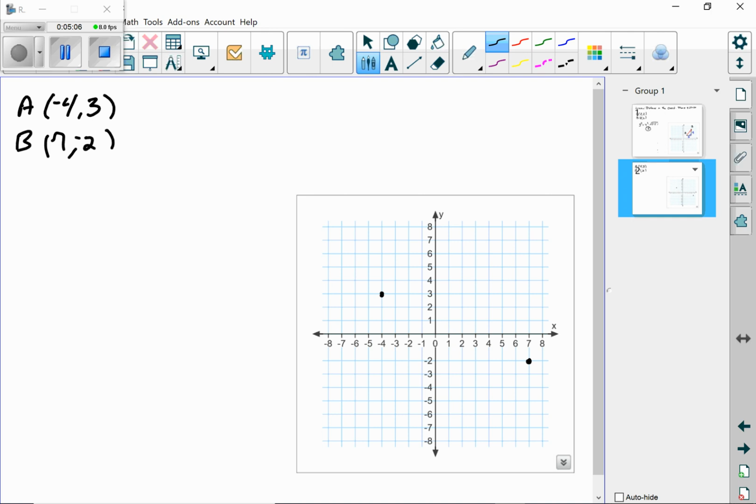Again, our job here is to find the distance between point A and point B. You may be given this problem without a graph. You may be given this problem and this is all you get. So what's the distance between those 2 points? You have to go to your graph paper, graph the 2 points, and then make your drawing.